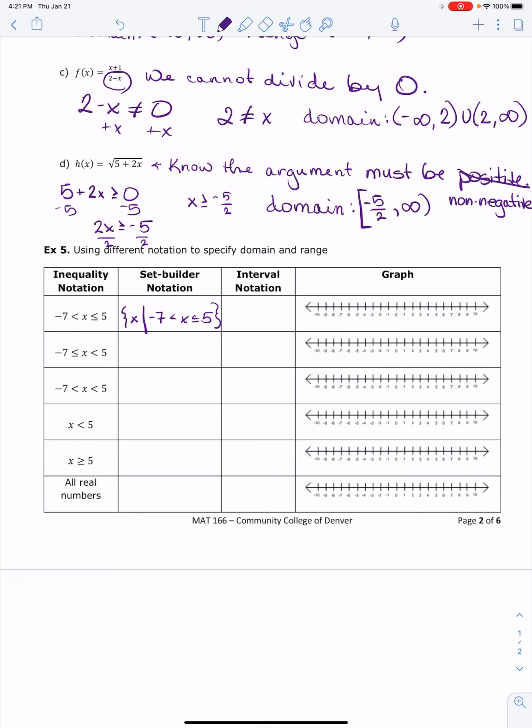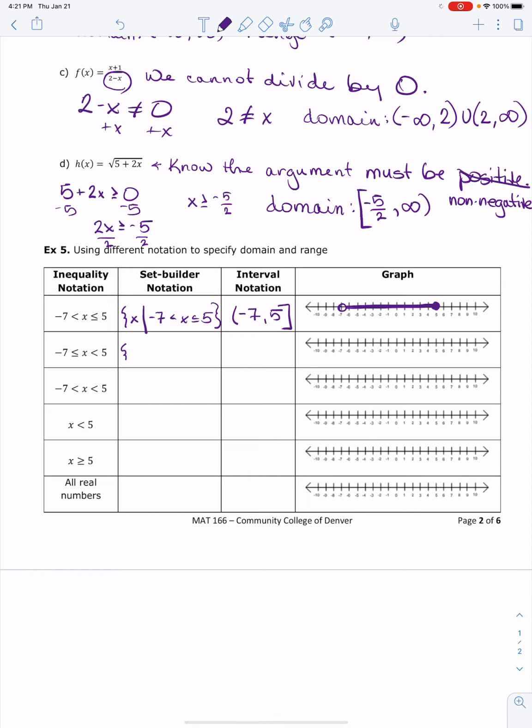Okay. In terms of interval notation, -7 to 5, strictly greater than -7, that's a parenthesis. Less than or equal to 5, we've got our square bracket there, an open circle for the parenthesis, a closed circle for the square bracket, and everything in between. So again, we've got -7 less than or equal to x less than 5.